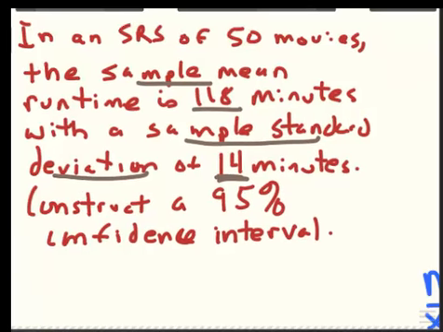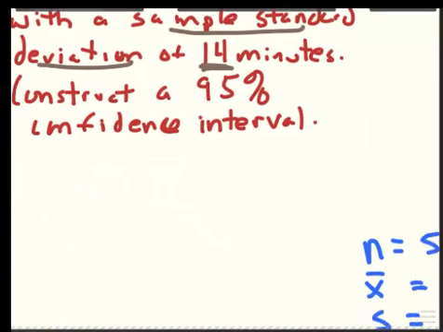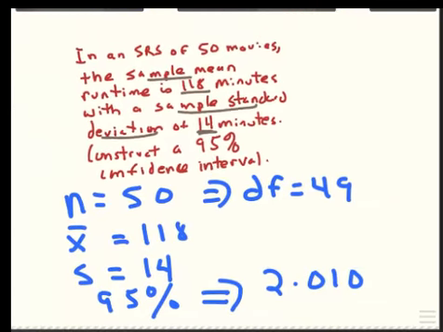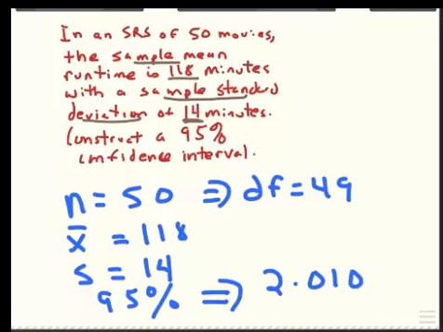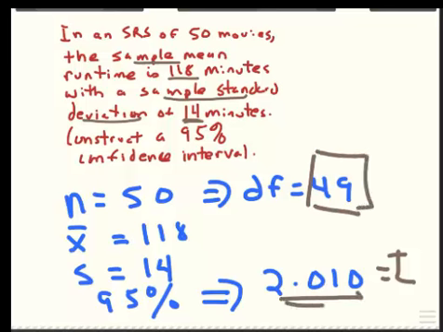So just running that all out. The information from that problem: n was 50, so degrees of freedom will be 49. That's just 50 minus 1. The sample mean is 118, and the sample standard deviation is 14. The 95% confidence interval, you'll have a critical value, a t value, equal to 2.01. So if you have the t table, just pull that out, go into the column that says 95% confidence, and go down to 49 degrees of freedom, and you should see at the intersection there 2.010.